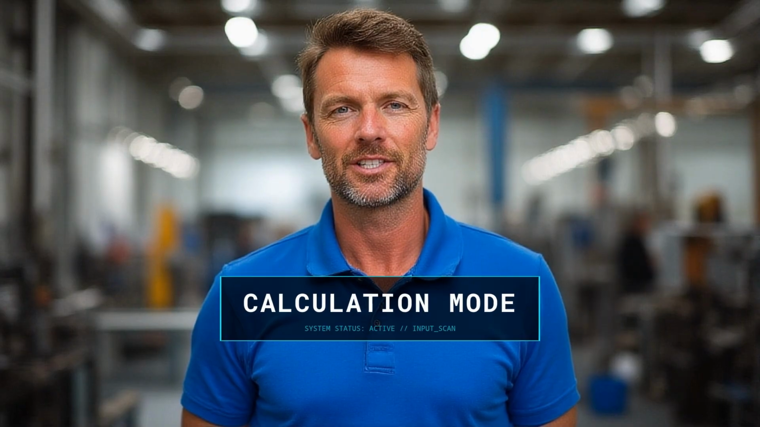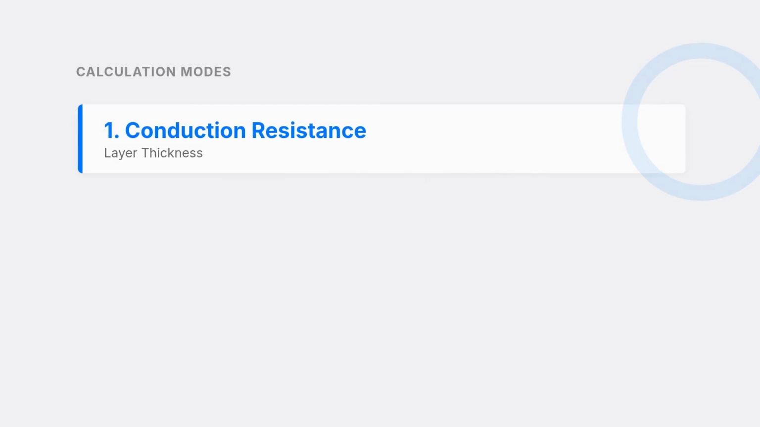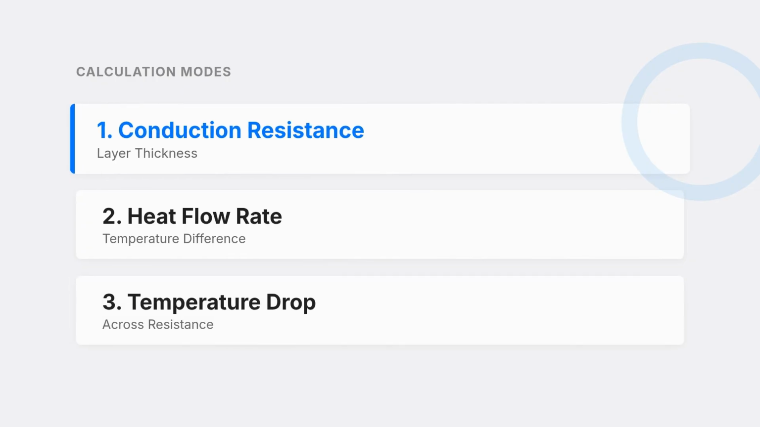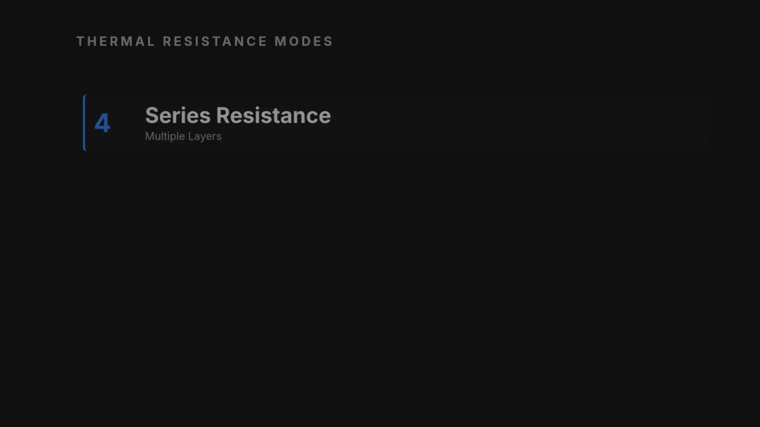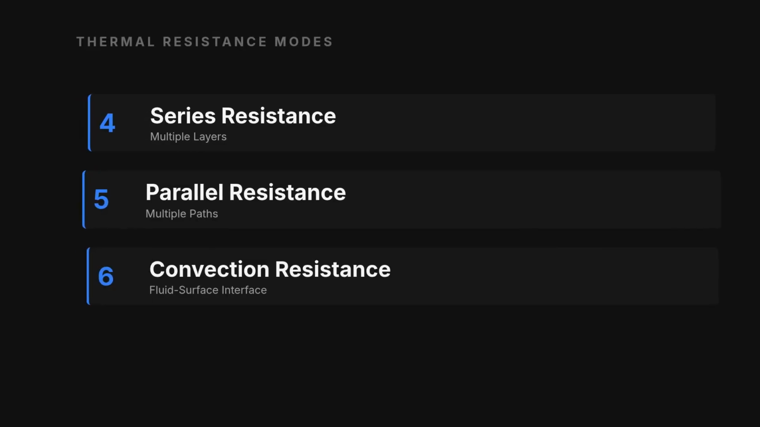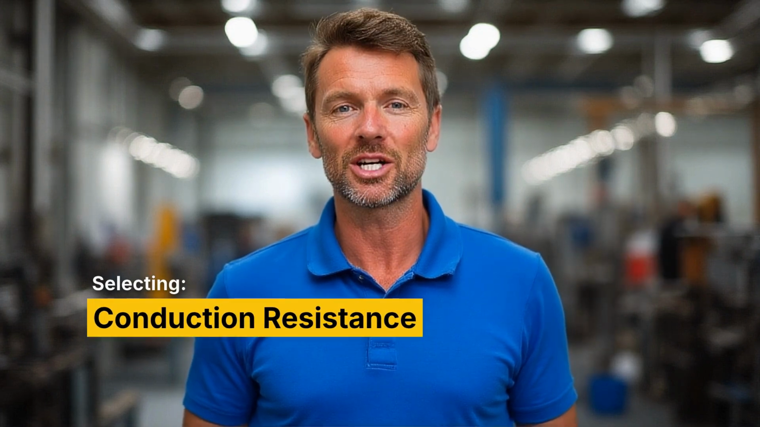First, you'll see the calculation mode dropdown. Your options are conduction resistance for layer thickness, heat flow rate from temperature difference, temperature drop across resistance, series resistance for multiple layers, parallel resistance for multiple paths, and convection resistance. For today's demonstration, we'll select conduction resistance.